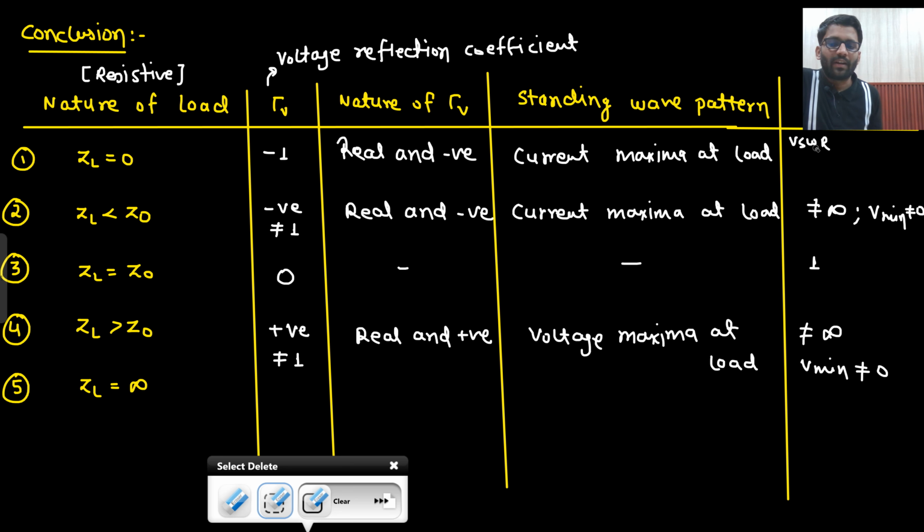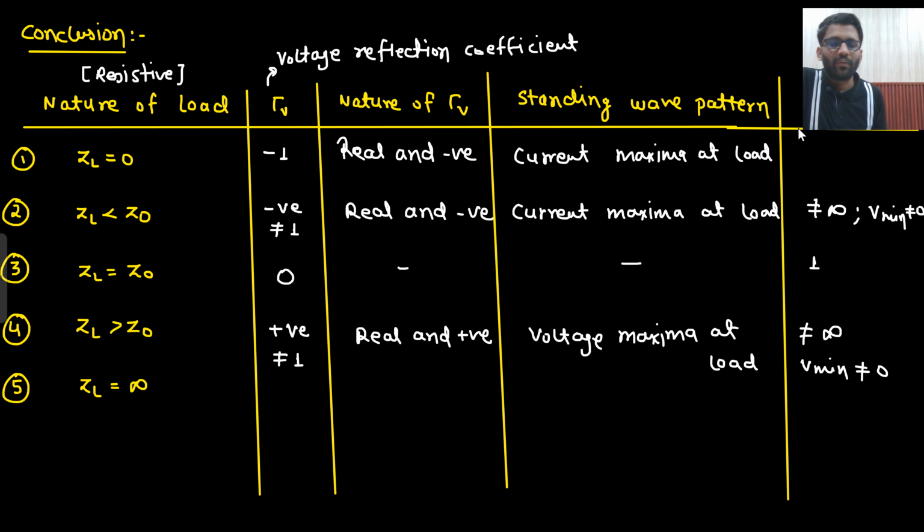And what we are writing here is about VSWR. So here your VSWR will be equal to infinity. Why is that so? Because the mod of gamma V is equal to 1. So 1 plus 1 divided by 1 minus 1, so that would be 2 divided by 0. That would be equal to infinity. And if it is infinity, that means certainly my V minimum is equal to 0. Right?